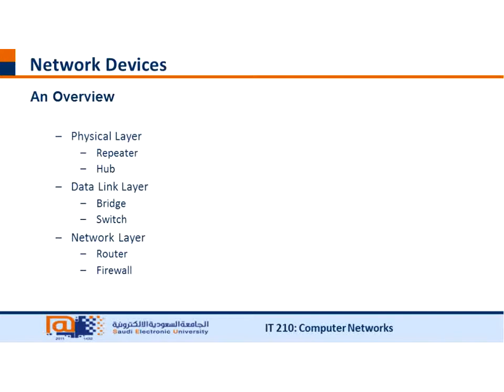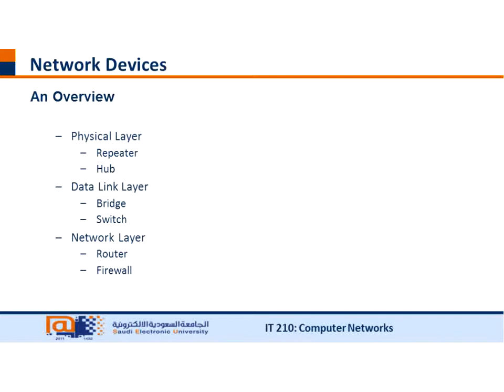In the physical layer we have repeater and hub. In the data link layer we have bridge and switch, and in the network layer we have router and firewall. Now we will discuss them one by one. When we talk about hub, it is a device that operates only in the physical layer. Signals that carry information within a network can travel a fixed distance before attenuation endangers the integrity of the data.